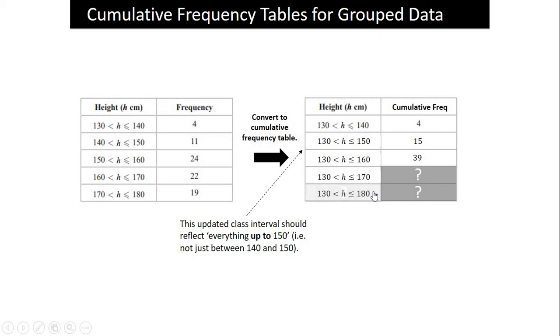In a similar way, we can get the others. So now we're adding in the 22 and then we're adding in the 19. If you check then the frequencies all added up to 80, and this is what the last cumulative frequency should be in your table.